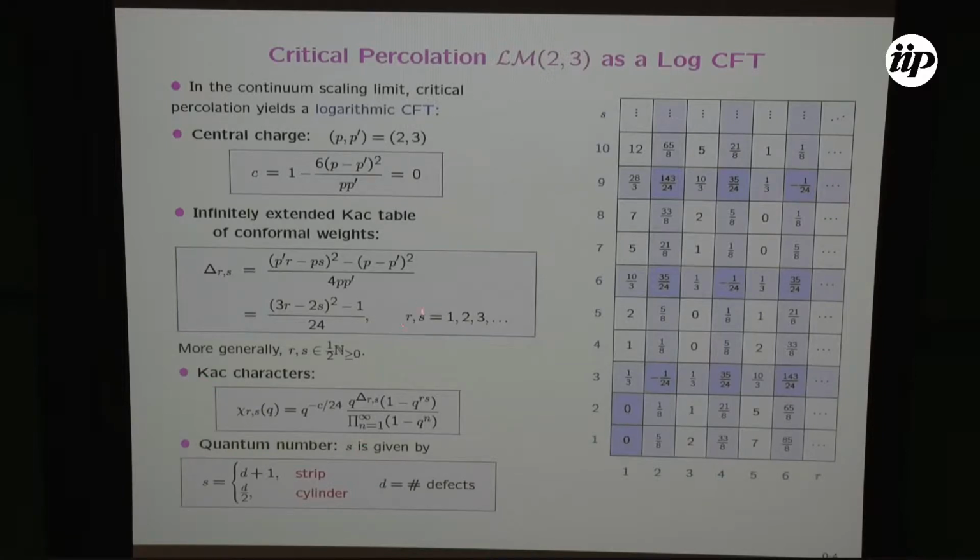r and s are the Kac labels. On the lattice, r is not a good quantum number, but s is. On the strip, s is related to the number of defects. And on the cylinder, s is related to the number of defects divided by 2. And formally, you just allow s in these formulas to be half integer, and you get a lot of values in between the values shown here.